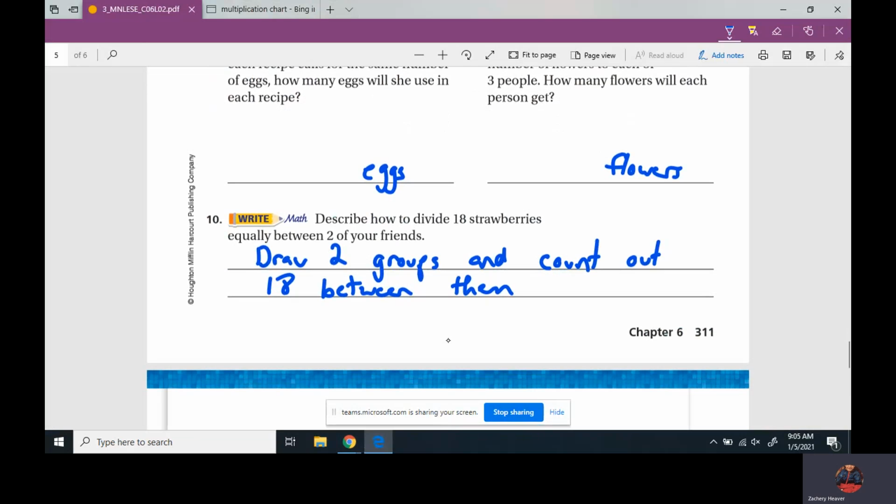Draw 2 groups and count out 18, and we can do that real quick. Here's group 1, group 2. So we want to figure out 18 divided by 2, because 18 is our counters. 2, we have 2 friends. So 1, 2, 3, 4, 5, 6, 7, 8, 9, 10, 11, 12, 13, 14, 15, 16, 17, 18. So if I go through and count 1, 2, 3, 4, 5, 6, 7, 8, 9. Just like that.